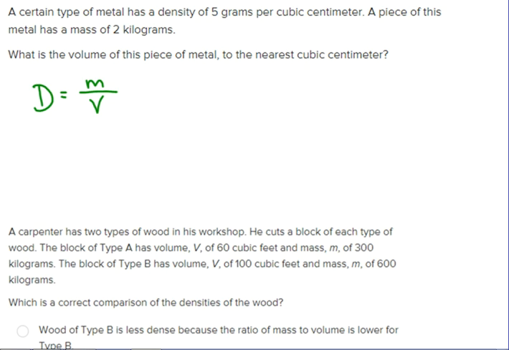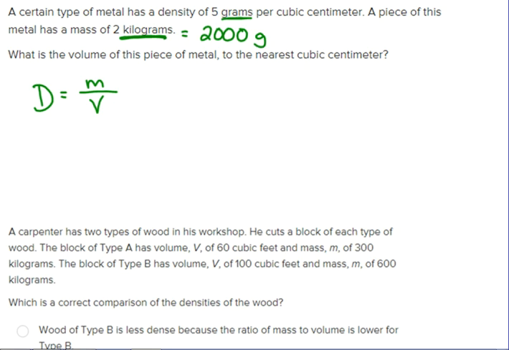Well, we need to know the volume, but do I just plug in 2 and 5? No, why not? Okay, the units are different. We've got grams in our density. We have kilograms in our mass. So we've got to convert kilograms to grams. How many grams are in a kilogram? 1,000. Kilo is 1,000. So that is equal to 2,000 grams.